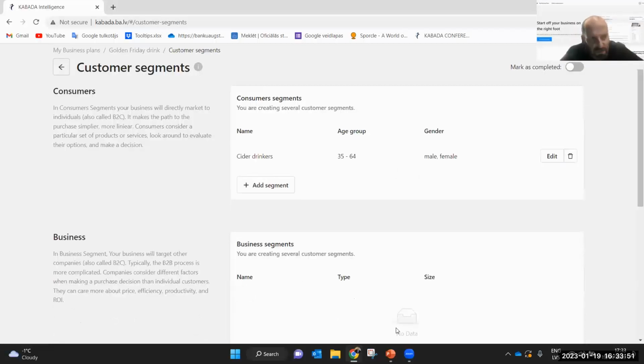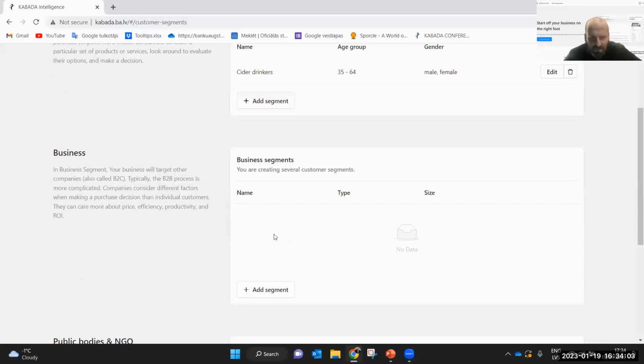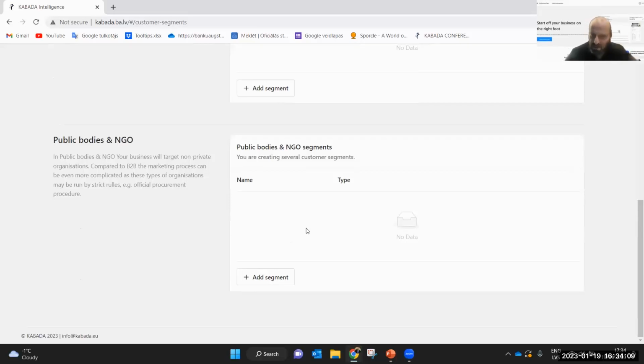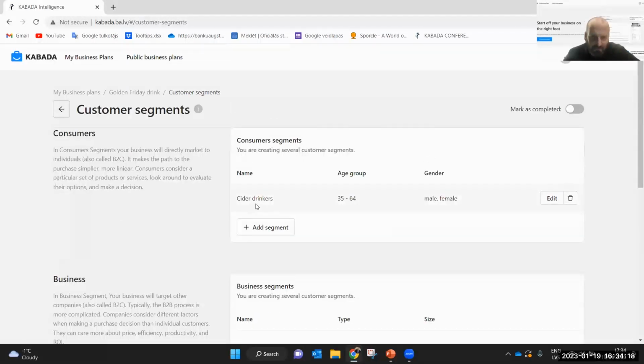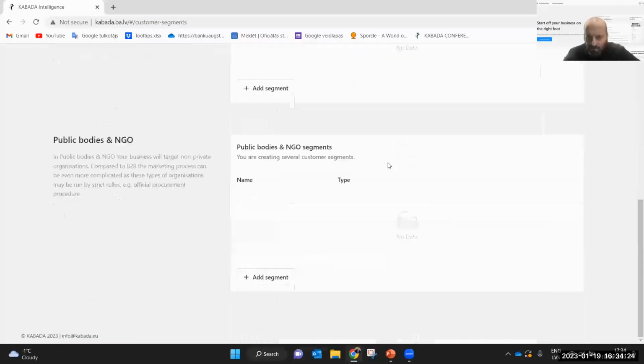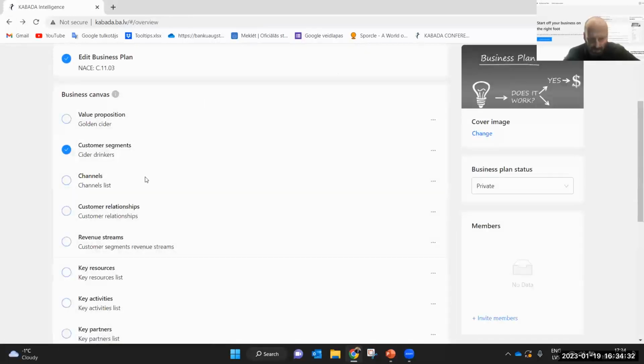We can add more segments, perhaps. Perhaps we will export something to households or final consumers in some other countries. Maybe we will work with Horeca companies, with hotels, restaurants, so we would add some business segments here. Perhaps we will even sell to the local municipality, so then we would add something here. But we have at least one segment for now, cider drinkers, and you see the summary for it. Good. So we can go back and add another segment.